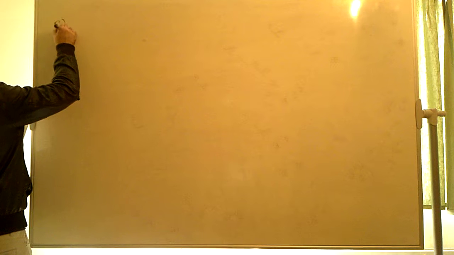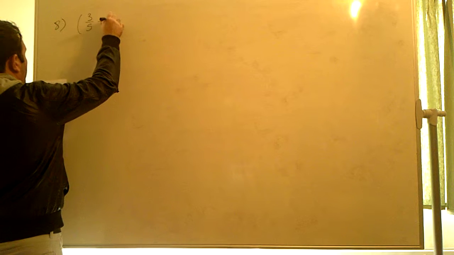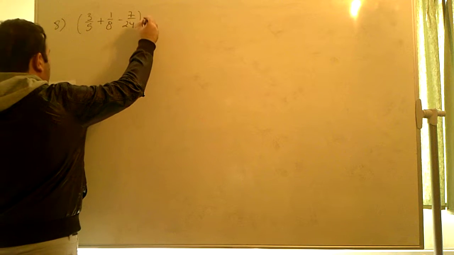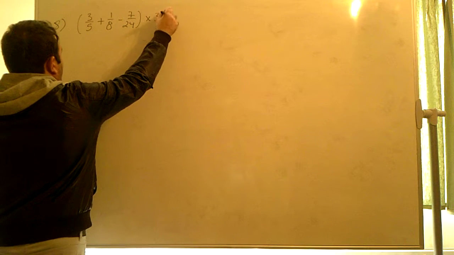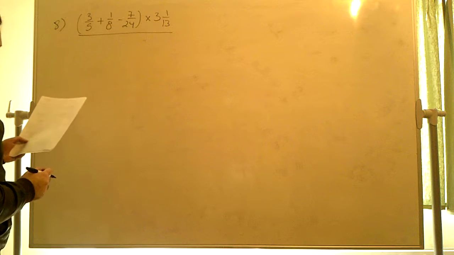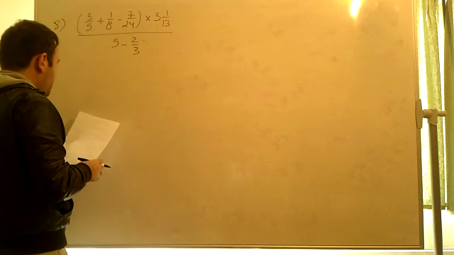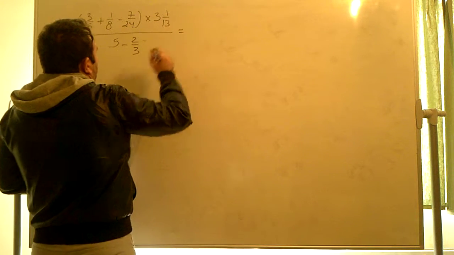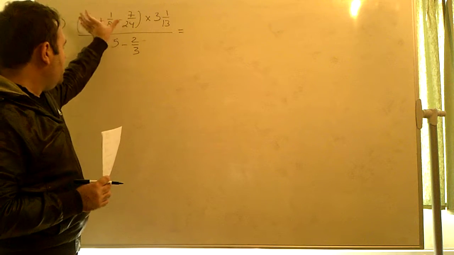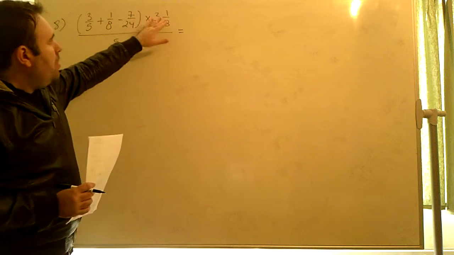So let's try another one. This would be 3/5 plus 1/8 minus 7/24 times 3 integers 1/13, divided by 5 minus 2/3. So in this case, the numerator is actually a product of two fractions, which is all this expression between brackets, and this other factor.